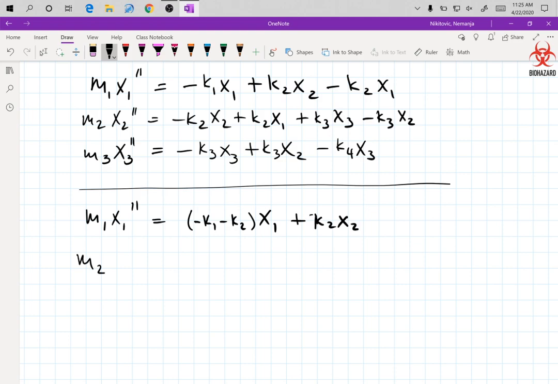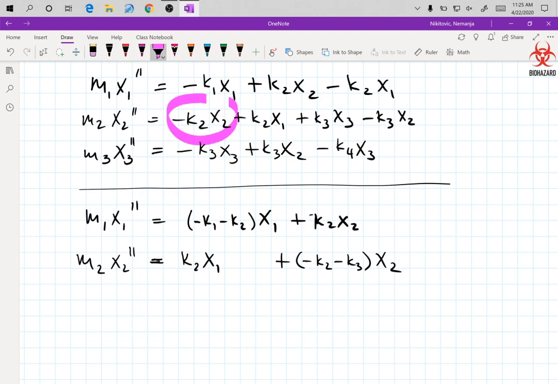The M2 x2 double prime is, what are my x1s? I only have k2 x1. Then for x2s, I have 2 of them. So that's going to be negative k2 minus k3 x2. Those would be this term and this term. This term is x1, that's done. And I'm left with plus k3 x3.